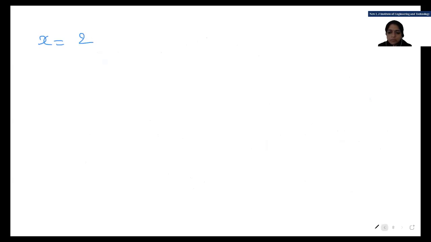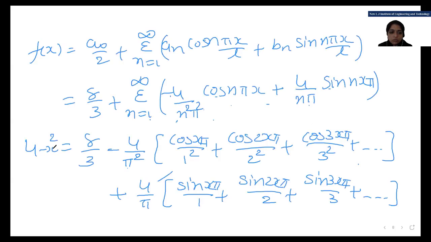See, for x is equal to 2, 2 square, so 4 minus 4 is 0. If I put here 2, then that is cos 2 pi, 4 pi, 6 pi, and all cos even pi is 1. All sine even pi is 0.